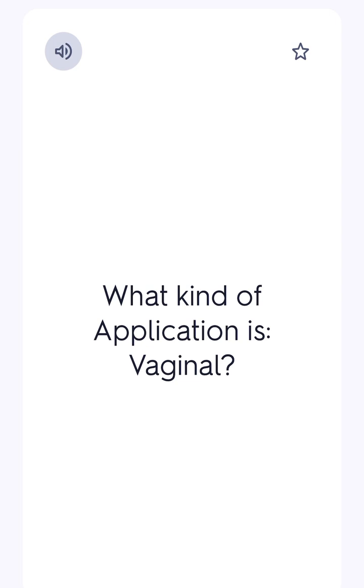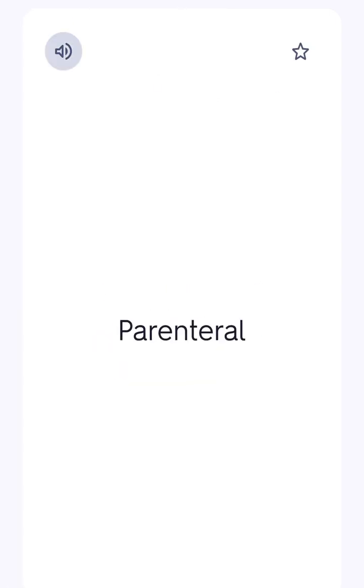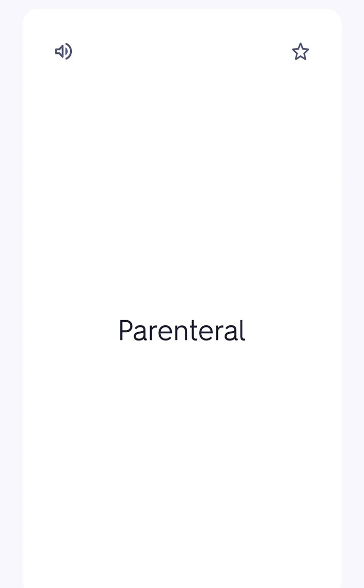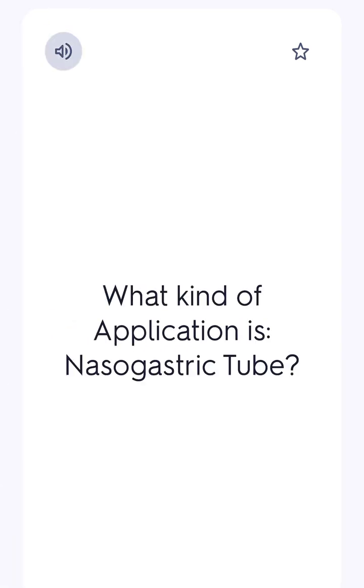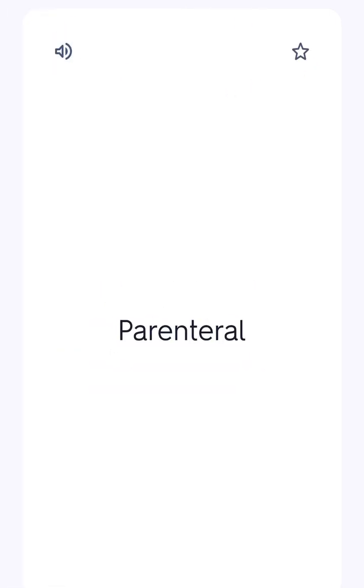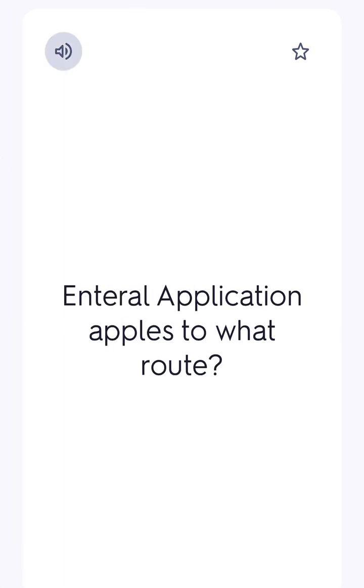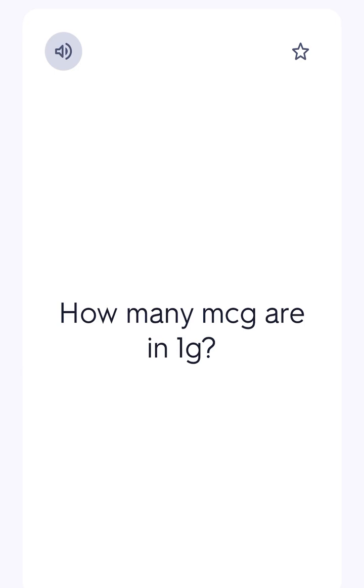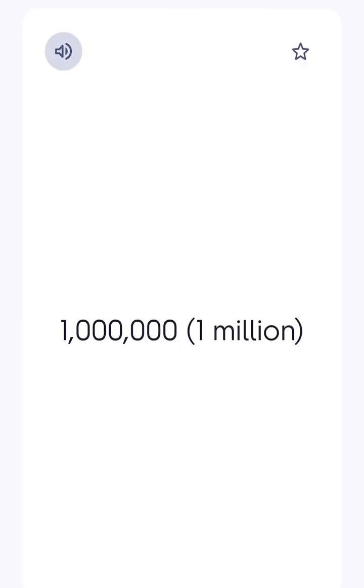What kind of application is vaginal? Parenteral. What kind of application is nasal? Parenteral. What kind of application is nasogastric tube? Parenteral. Enteral application applies to what route? Anything given via the gastrointestinal tract. How many mcg are in 1 gram? 1 million.